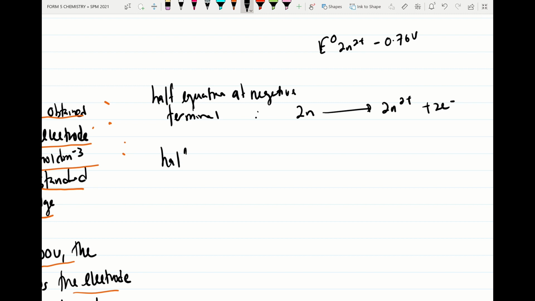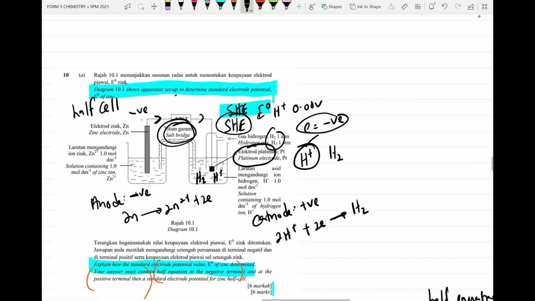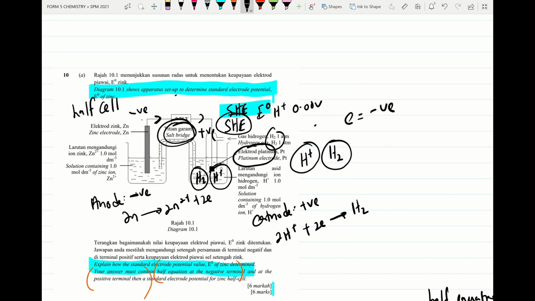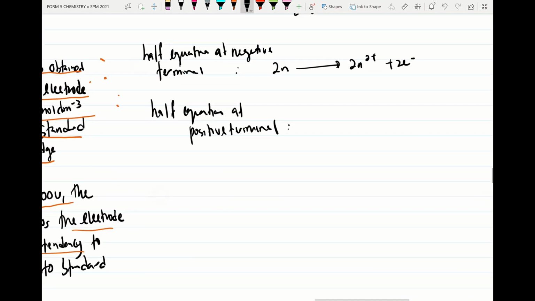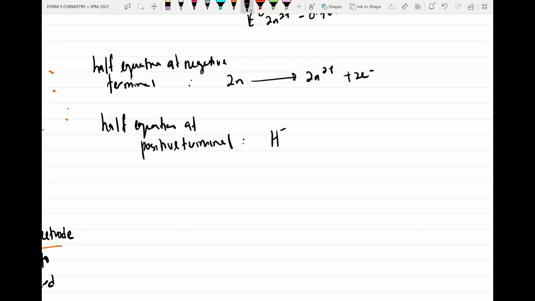All right, so next one, half equation at the positive terminal. The electron has already moved to the positive terminal. We have two particles here, so we check which particle will accept electrons. Electrons are negatively charged, so they are attracted to the positive terminal, therefore hydrogen ion will undergo reduction at the positive terminal. Hydrogen ion gains 2 electrons, so we must put 2 electrons and form a hydrogen molecule. This is the half equation that students should write.